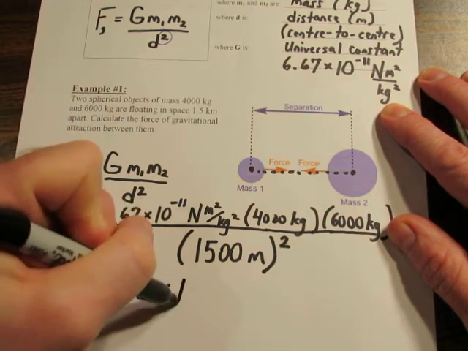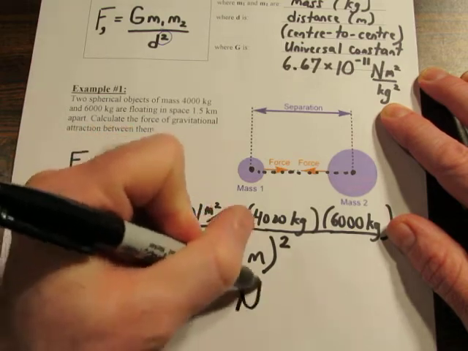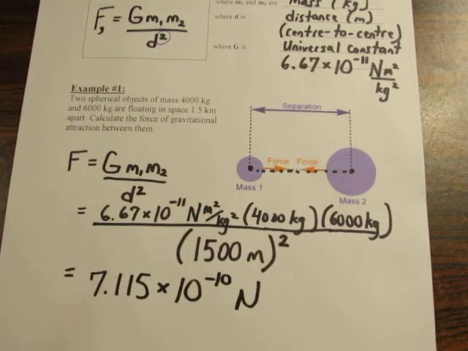It comes out to 7.115 times 10 to the negative 10 newtons. An extremely, extremely small force. So masses like these that are only 4 tons and 6 tons, being a kilometer and a half apart in space, there's barely any gravitational pull between the two. You really need planetary-sized masses. So when we get into things like the sun and the earth and even the moon, that's when you start to get forces of gravity that are very strong.